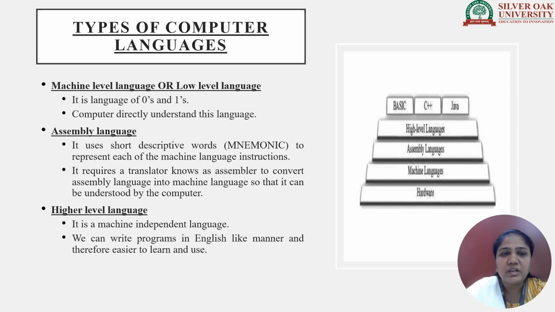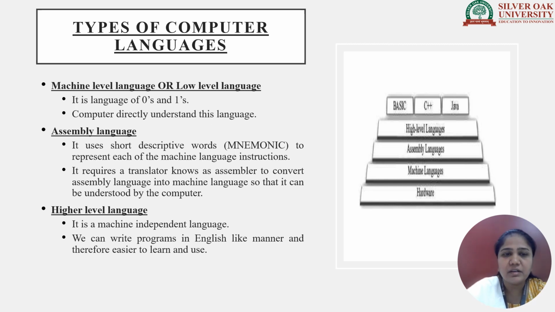Above the machine language you can see the assembly language. What is assembly language? It is nothing but the mnemonic to represent each of the machine level language instructions. It requires a translator known as an assembler to convert assembly language into machine language so that it can be understood by the computer. So assembly language deals with the machine language. And further up we have the higher level languages.